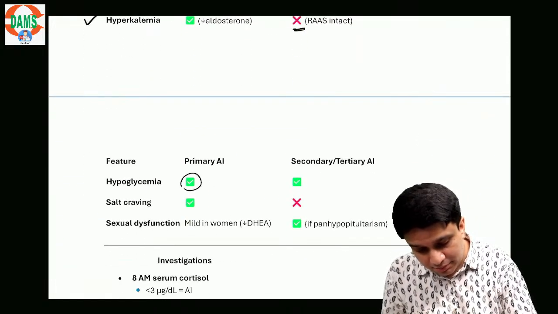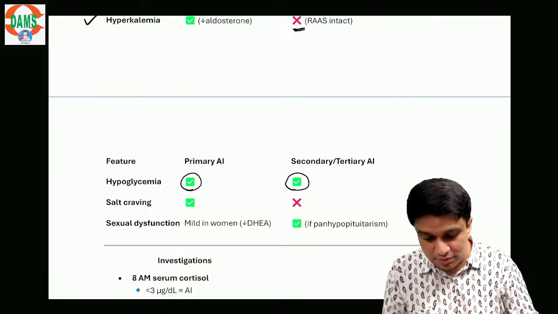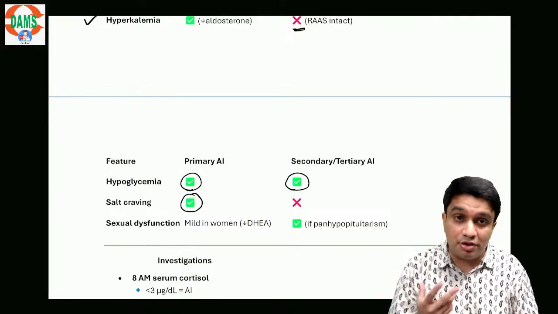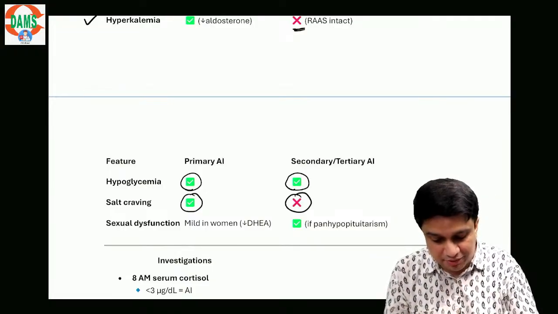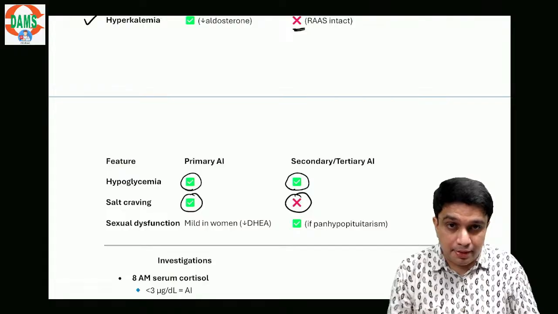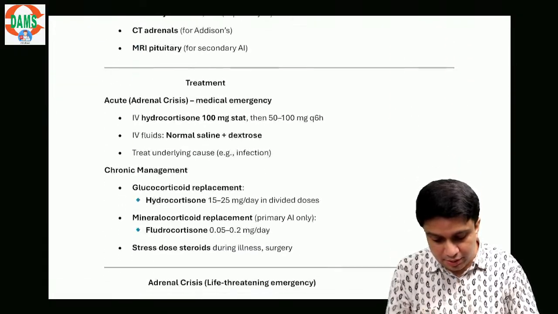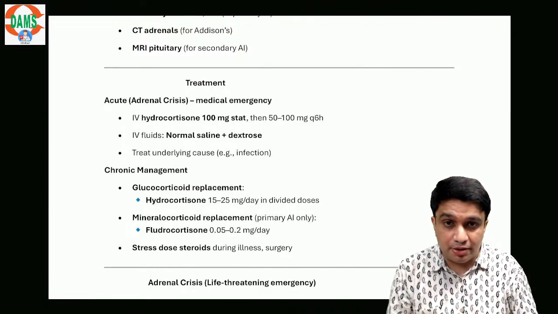Hypoglycemia, failure of cortisol will be there. When the sodium is low, then you have salt craving. Here the sodium is normal, salt craving is not there. Okay. Simple part of treatment, don't forget.